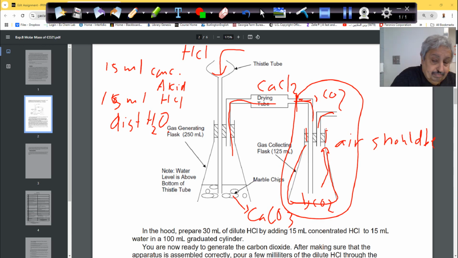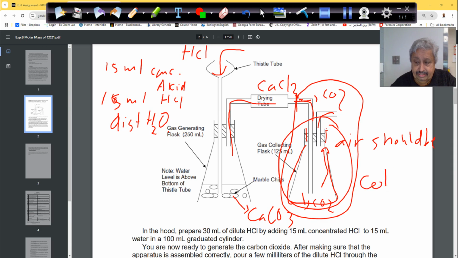If you have a problem with this and you did not give it the time and did not rinse this one very well with acetone, you might have impurities and you might still have moisture, H2O, there, correct? So the first step is to make sure your setup is dry. This is the collecting container, the Erlenmeyer.